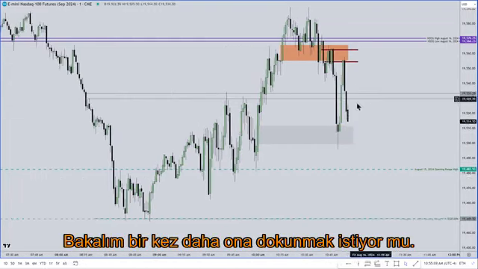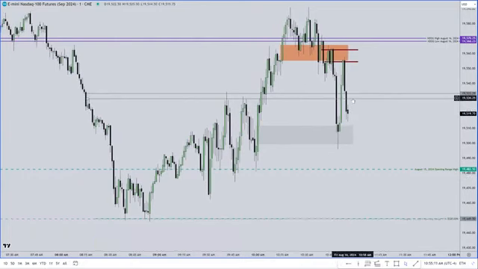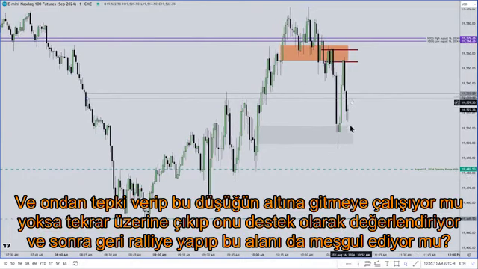Let's see if it wants to touch that one more time. And does it react off that and make an attempt to go below this low? Or does it trade back above it and treat it as support and then rally back and engage this area as well?